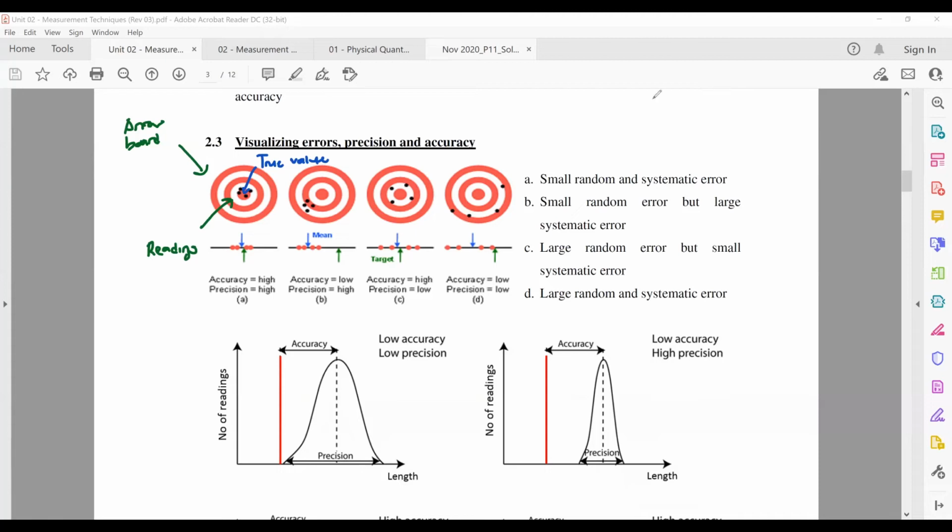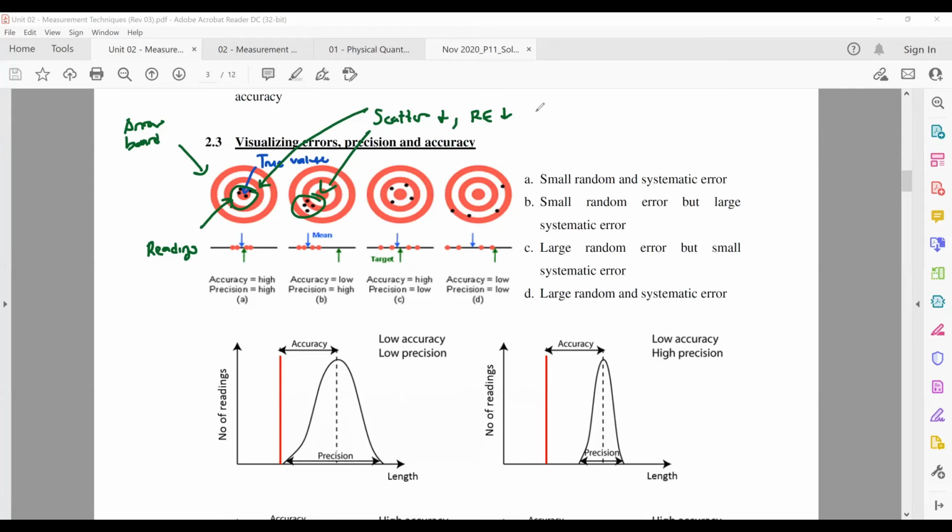So what you can see here is this. You first look at the scatter of the readings. For the first board and second board, you can see that the scatter is considered to be small. They are close to each other. When the scatter here is small, we can say that the random error here is small, because you see the readings are very close to each other. The scatter is small, so the random error is small.